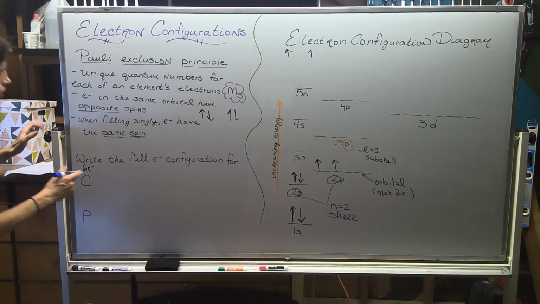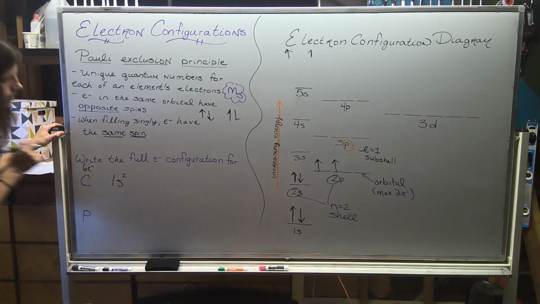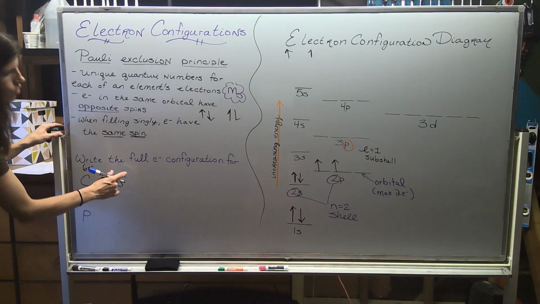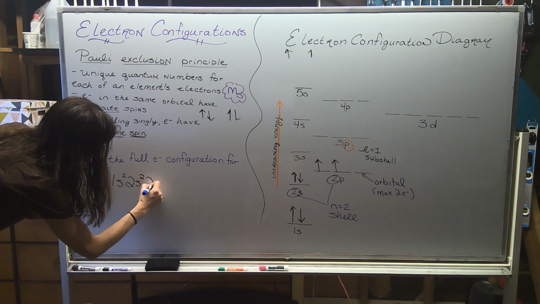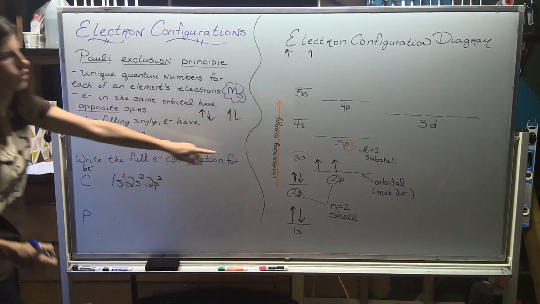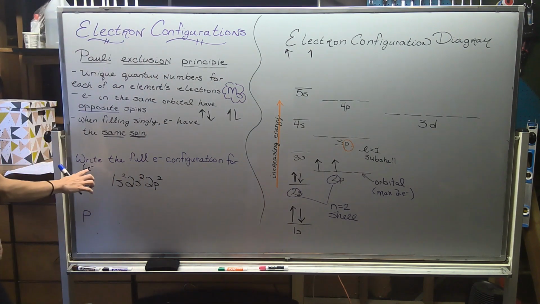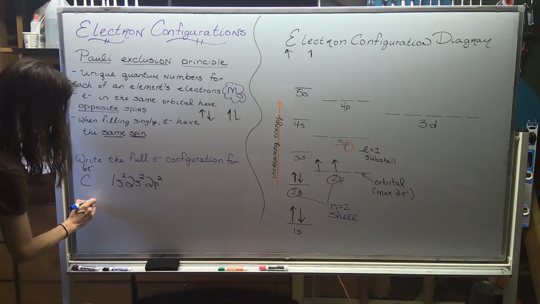And so they're going to occupy 1s, and then the exponent here represents the number of electrons in that subshell. So we're going to do 1s2, 2s2, 2p2, because there are just 2 here. And then if you add up the exponents, you can double check. That's 6, right?